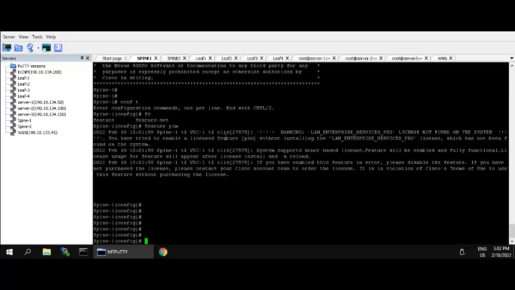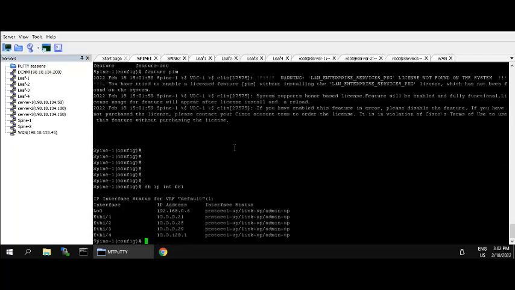On spine I need a loopback interface. Currently, show IP interface brief. I don't have a loopback 1 interface. I'm going to create one now so that I can use that as the RP, the rendezvous point.